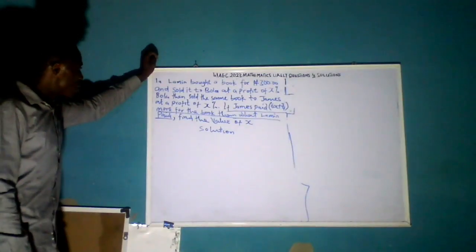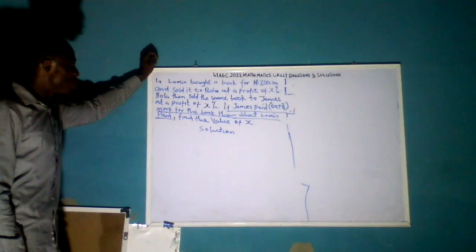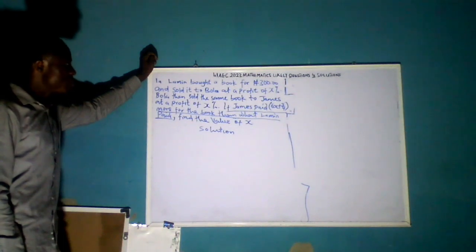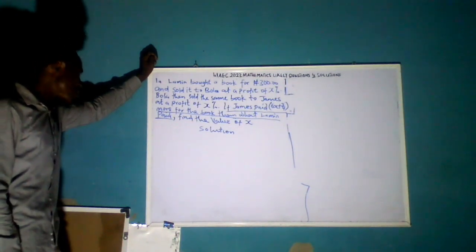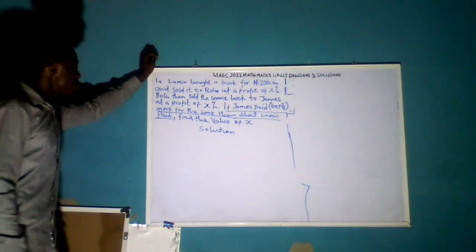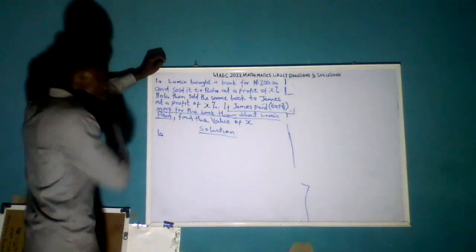Now let's take question number 1 as it is stated on the board. Lamid bought a book for 300 naira and sold it to Bola at a profit of x%. Bola then sold the same book to James at a profit of x%. If James paid (6x + 3)/4 more for the same book than what Lamid paid, we are asked to find the value of x. Solution, number 1.